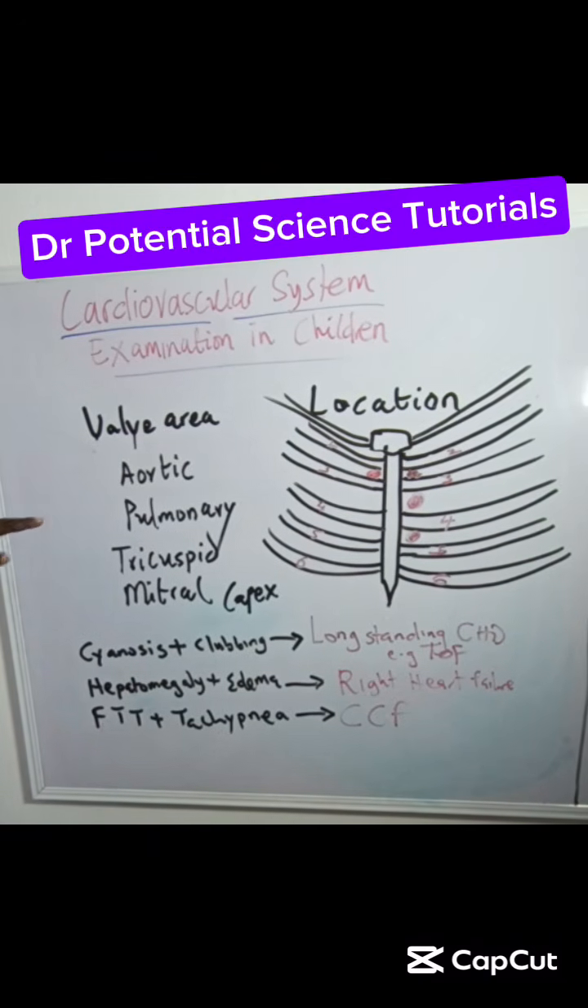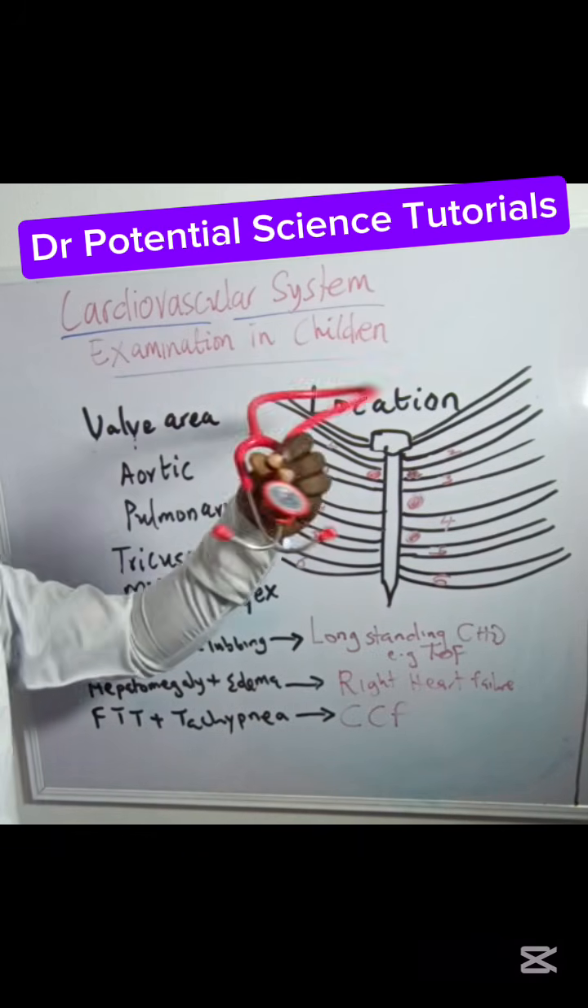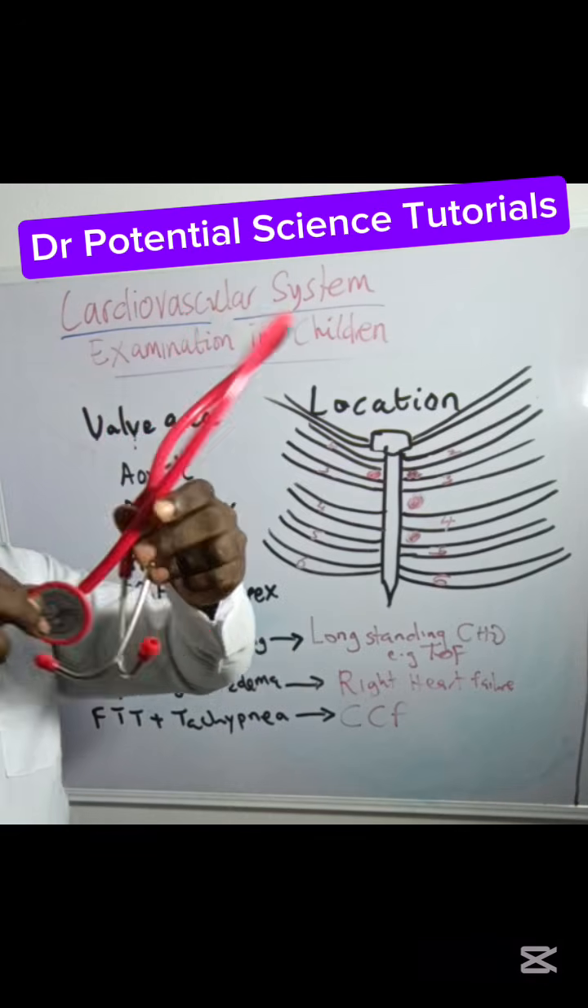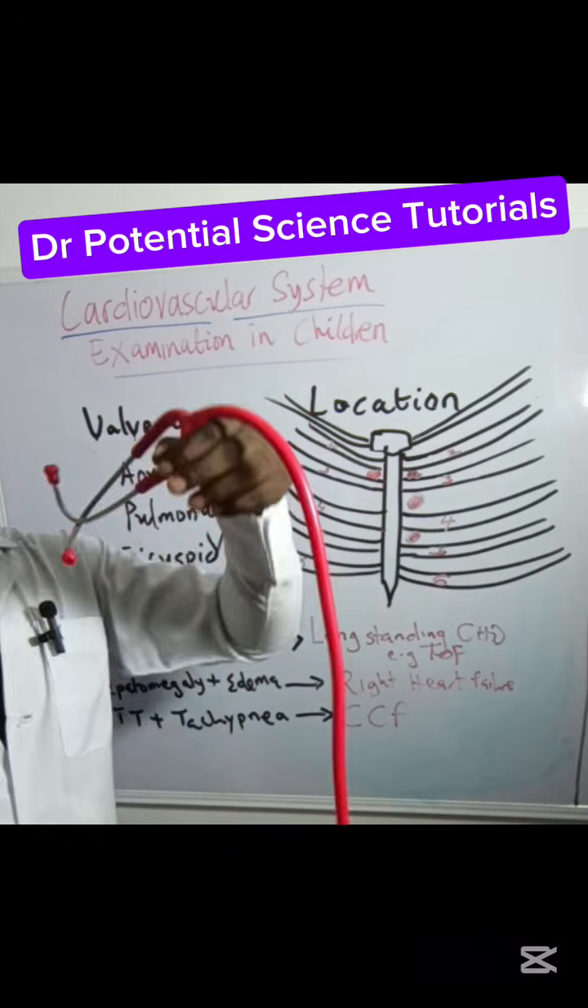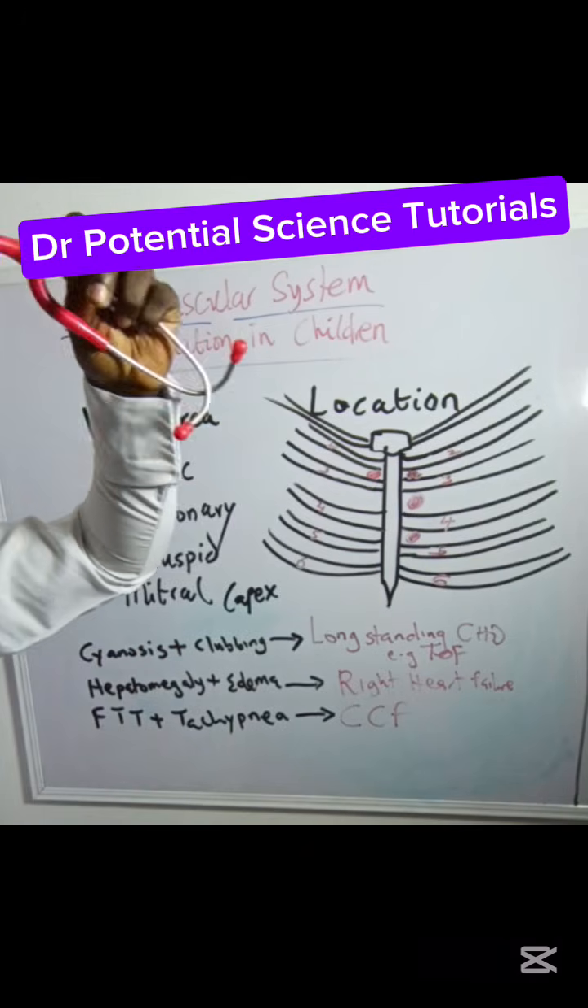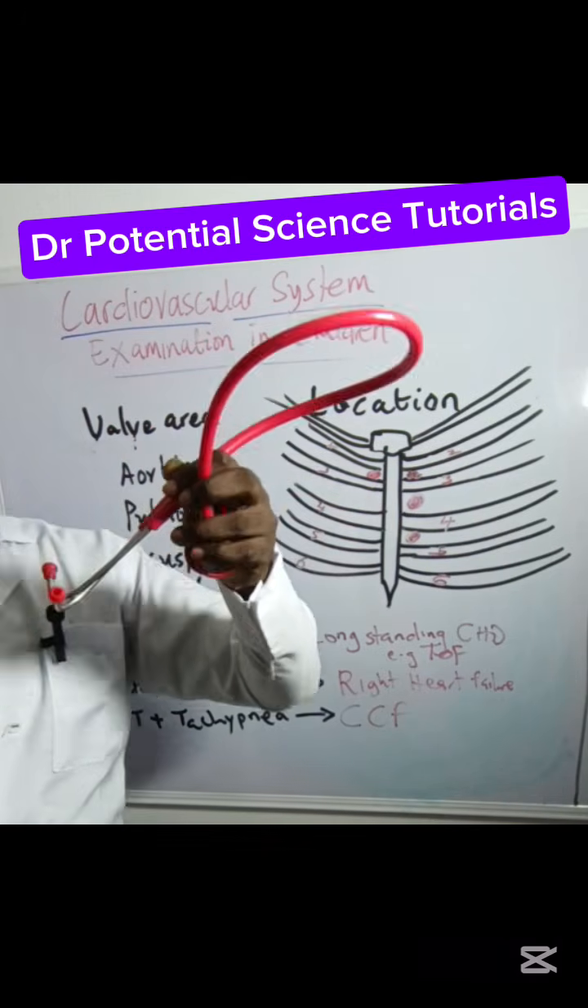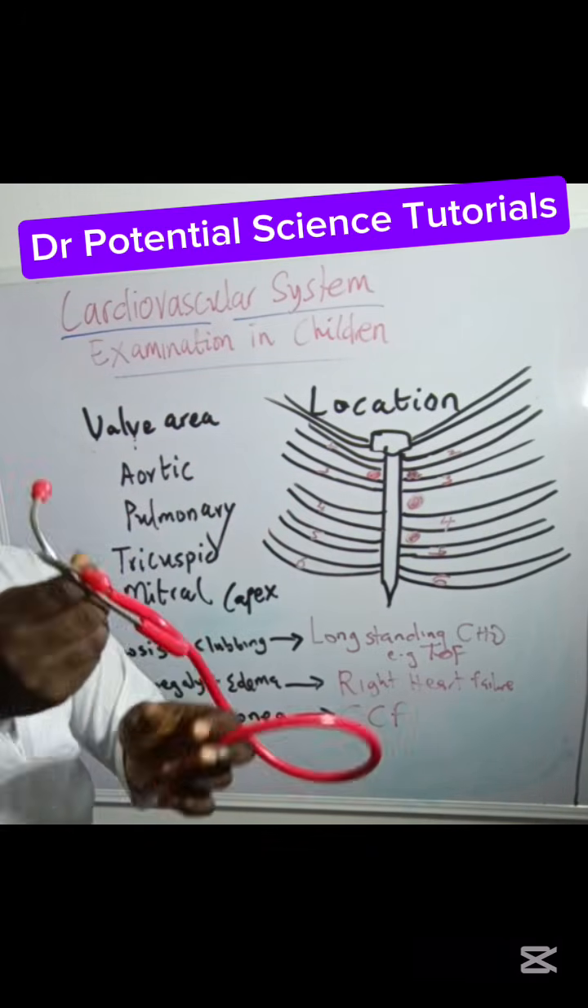Now rounding up the cardiovascular examination in pediatrics, we now look at what we call auscultation. For us to do auscultation, we make use of what we call a stethoscope.